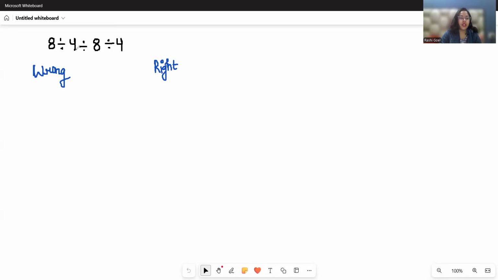So first, 8 divided by 4, they write 2, and then 8 divided by 4 again 2, and 2 divided by 2 as 1, which is the wrong answer.